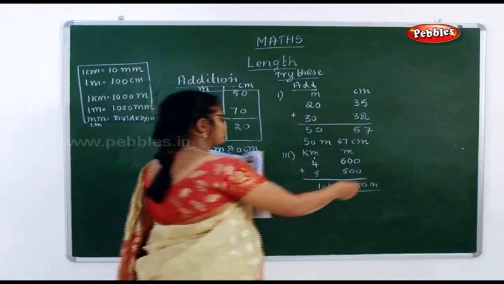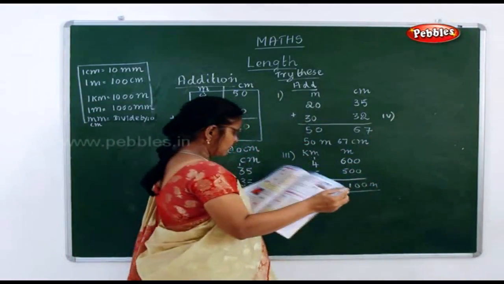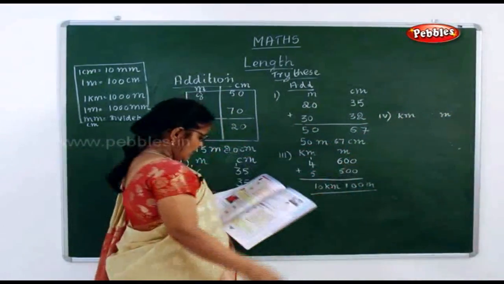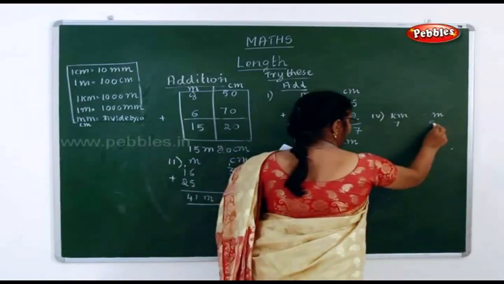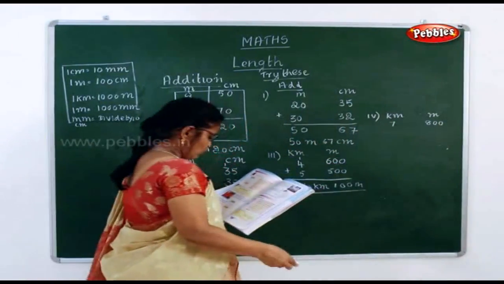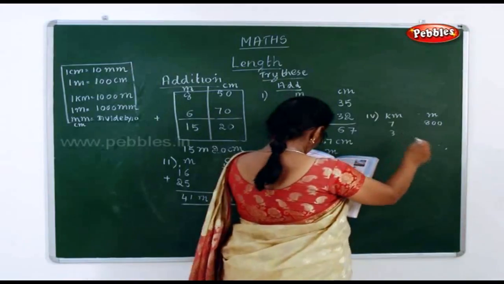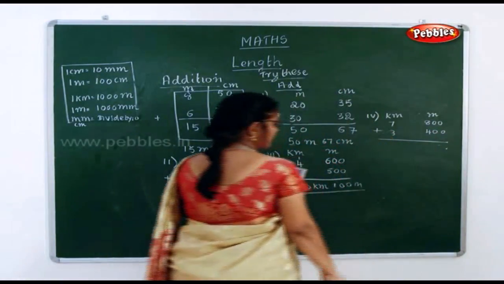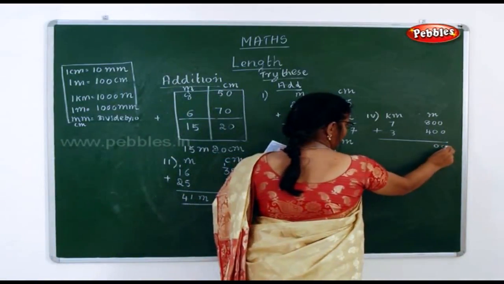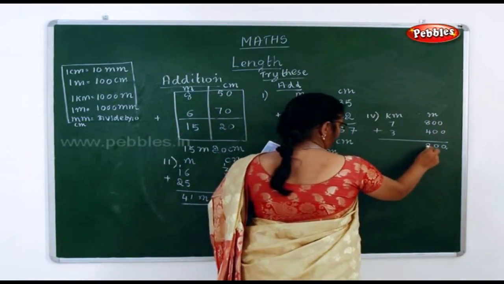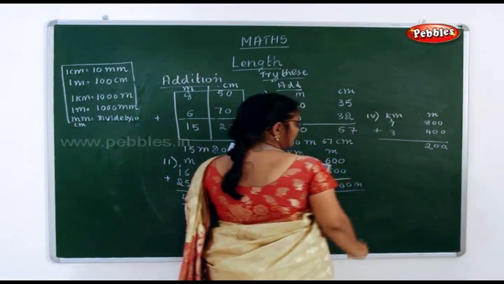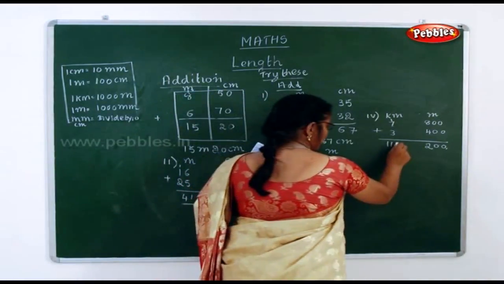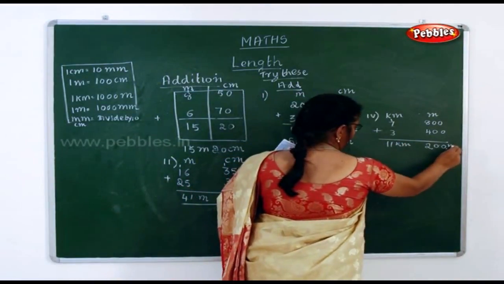Okay, now the fourth one. What is the fourth sum they have given? Same way, it is kilometer and meter. Immediately write it on the top. Okay, 7 kilometer and 800 meter. With what do you have to add? 3 kilometer and 400 meter. Now can you tell me how will you add? 0, 0. 8 plus 4 is what? 12. Very good. 7 plus 1 is what? 8. 8 plus 3 is what? 11. Now what will you write here? It is 11 kilometer and 200 meter.